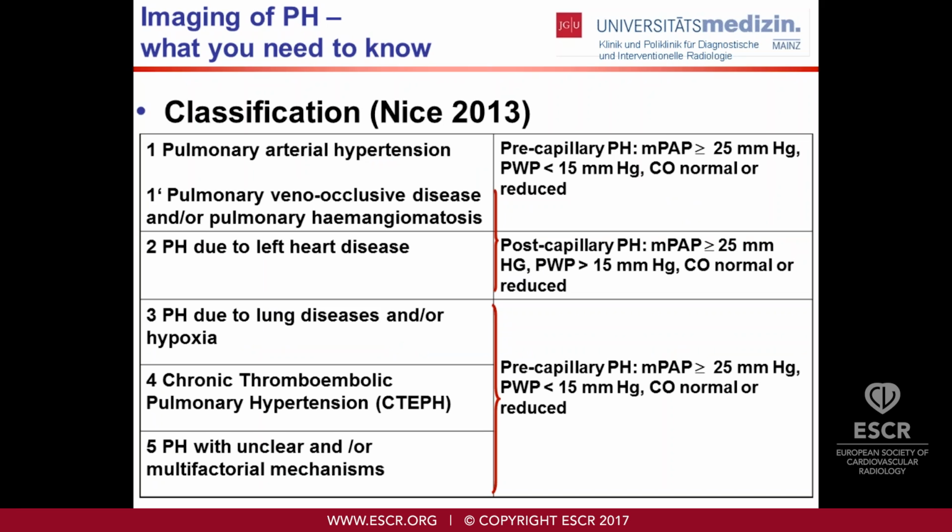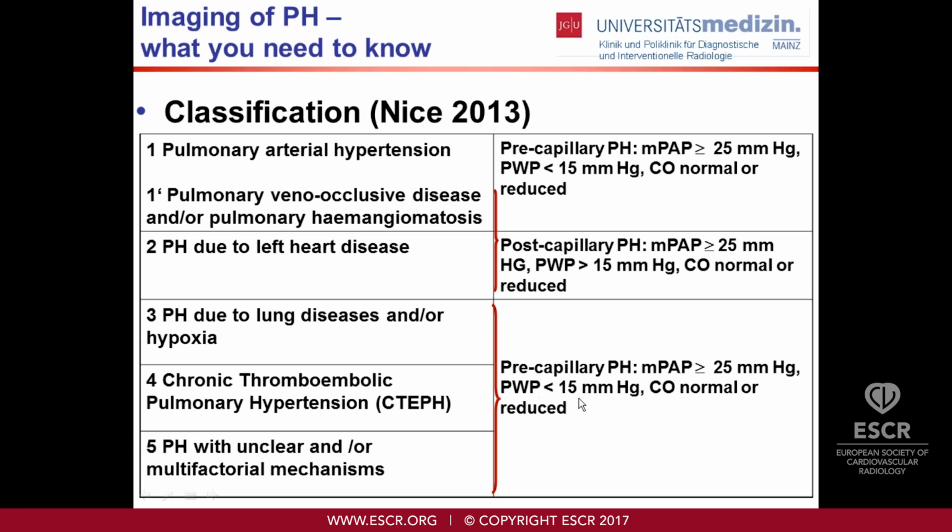The fourth group is very interesting because it deals with some form of chronic thromboembolic disease, and the most important issue in this case is that this is the only form of pulmonary hypertension that may be cured by a very complex operation. And in group 5 we have different entities that are grouped together, for example storage diseases, sarcoidosis, or myeloproliferative diseases.